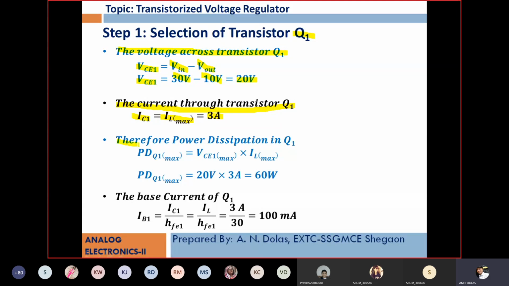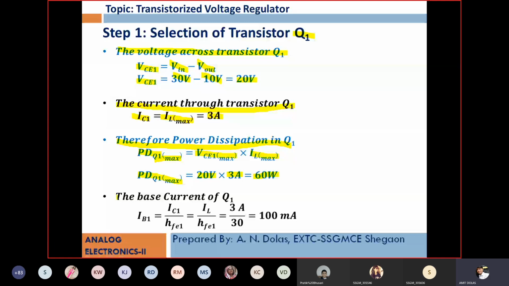Therefore, the power rating of the transistor must be PD, the power dissipation of transistor Q1, maximum, which is the maximum drop across the transistor multiplied by the maximum current passing through. The power dissipation is very high here. 20 volt is VCE max, 3 ampere is IL max or IC max. So 20 multiplied by 3 ampere is 60 watt. A 60 watt transistor is required here.